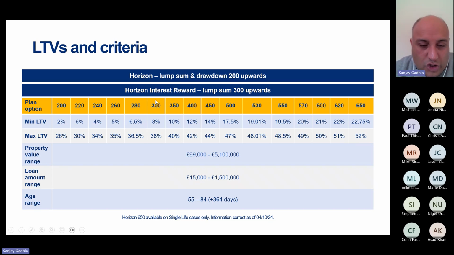And the loan to values start from a Horizon 300 plan upwards. So the lowest LTV for Horizon Interest Reward Plan is 8%, and can go as high as 51% on a joint basis or 52% on a single basis.